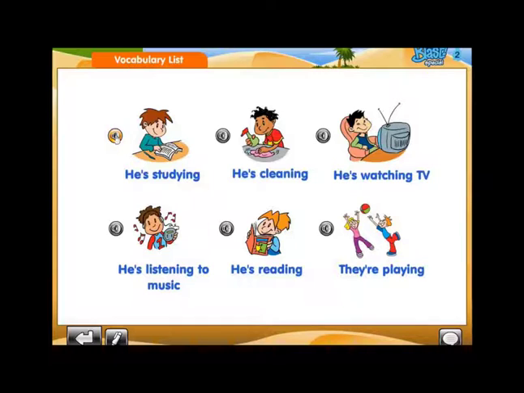He is studying. He is cleaning. He is watching TV. He is listening to music. He is reading. They're playing.